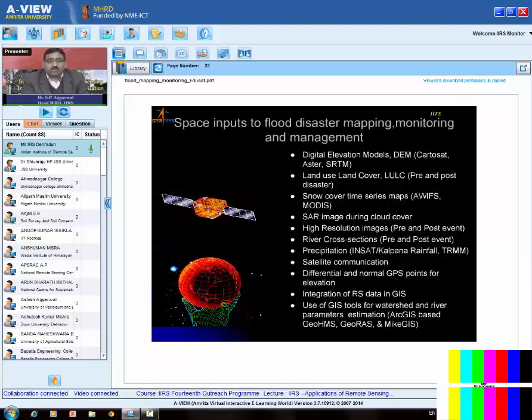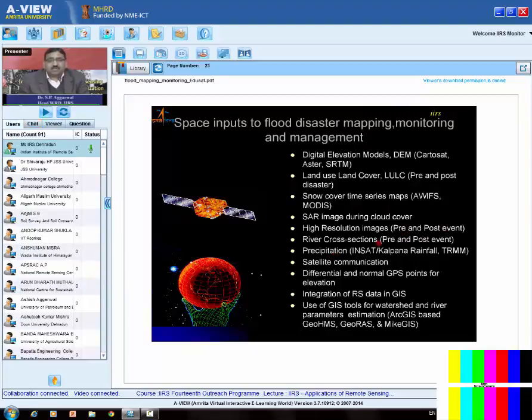It is required basically when there is snow melt and heavy snow melt is there. Sometimes not in India, in other countries you will find it. Sometimes it is there because of heavy rain, heavy snow melt. You will find flooding downstream. But of course, snow melt under modeling, this is very important information. Then SAR image, of course, during cloud cover you get. High resolution image you get for infrastructure losses.